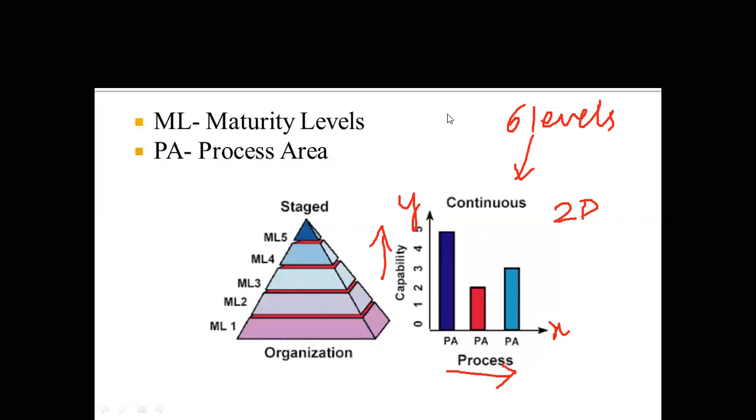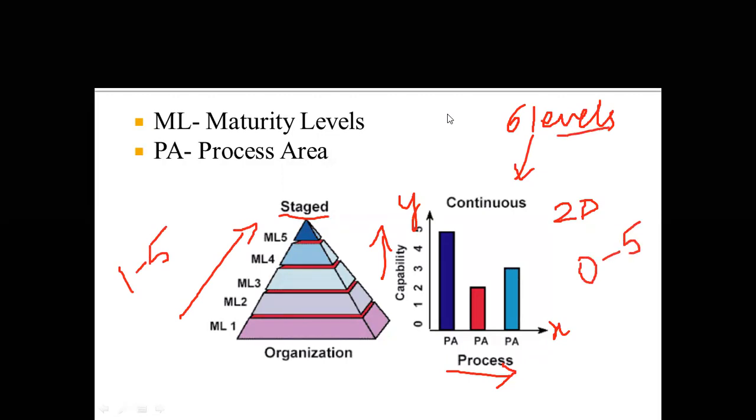Whereas at the left side, you can see the staged representation. In the staged representation, you've got an organization. This entire organization is going to achieve different stages of maturity level. There are 5 stages of maturity that grow. So here it is going to start from 1 to 5, whereas in continuous, you're going to have from 0 to 5. So you're going to have 6 levels in continuous and 5 levels in staged representation.